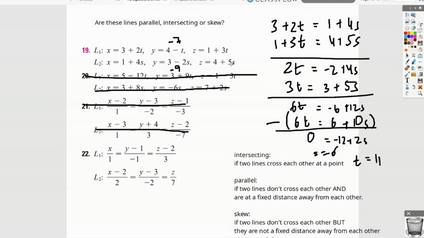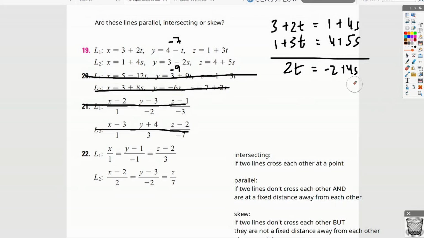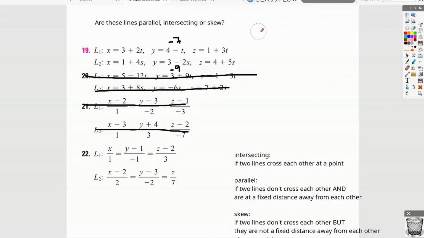So they're not the same. Since they're not the same, they're not intersecting. You have to do all of that work to find that they're not intersecting. It's a lot of work, but it's worth it. So if they're not intersecting, then now what? Now what we do is we compare their vectors.